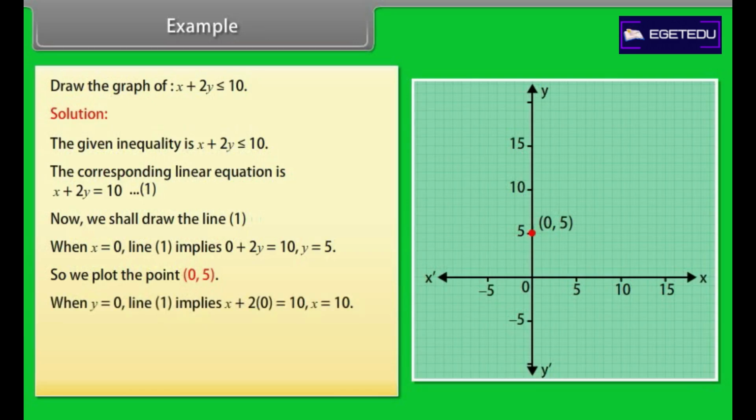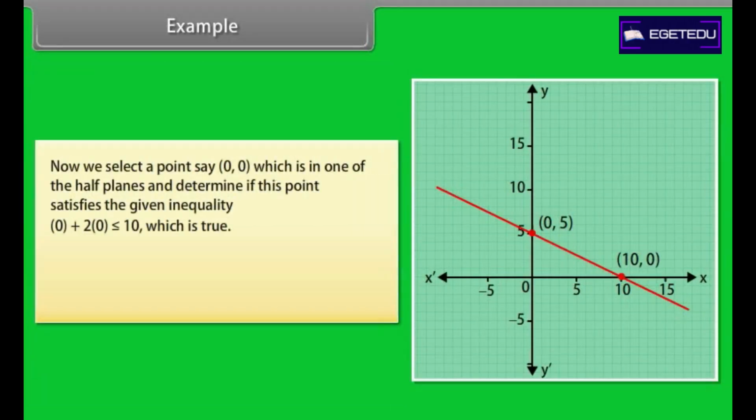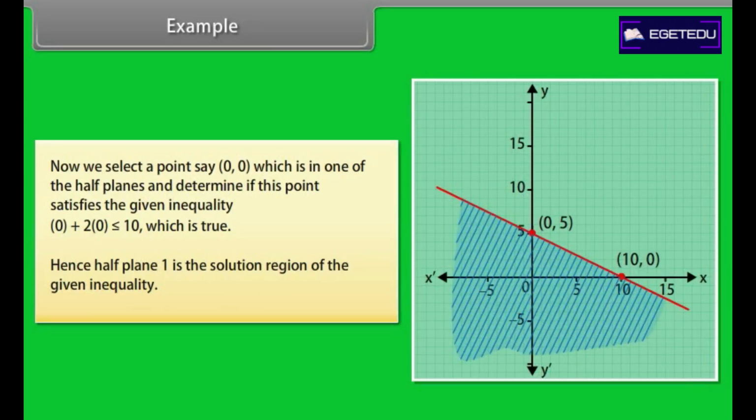When y is equal to 0, line 1 implies x plus 2 into 0 is equal to 10, x is equal to 10. So we plot the point 10, 0. The line joining 0, 5 and 10, 0 divides the xy plane into 2 half planes. Now we select a point, say 0, 0, which is in one of the half planes, and determine if this point satisfies the given inequality. 0 plus 2 into 0 less than or equal to 10, which is true. Hence, half plane 1 is the solution region of the given inequality.